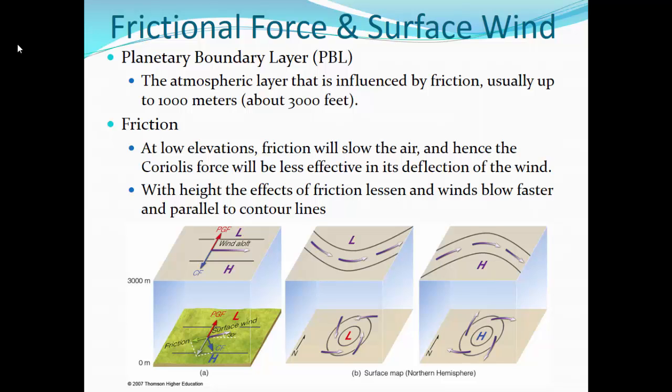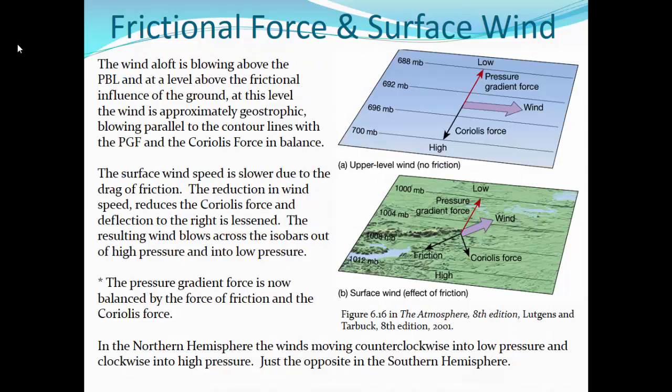The planetary boundary layer is the atmospheric layer that is influenced by friction, usually up to about 1,000 meters or 3,000 feet. At low elevations, friction will slow the air, and hence the Coriolis force will be less in its deflection of the wind. With height, the effects of friction are lessened, and the wind blows faster in parallel to the contour lines.